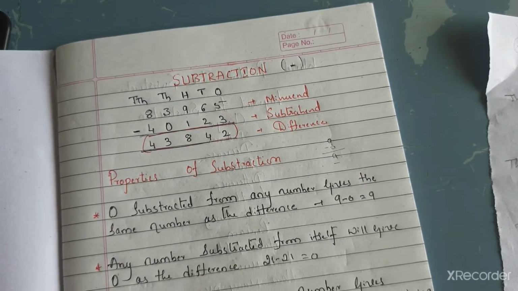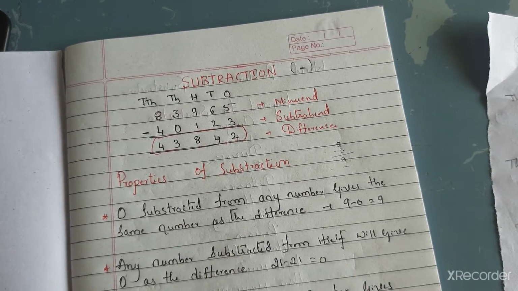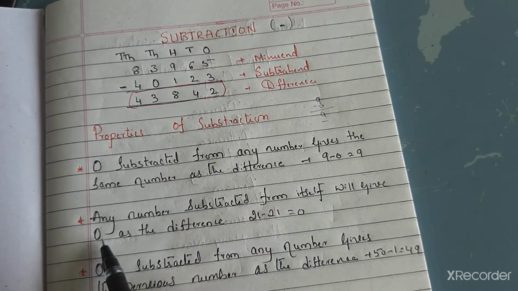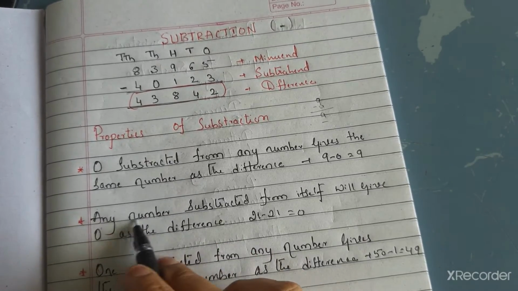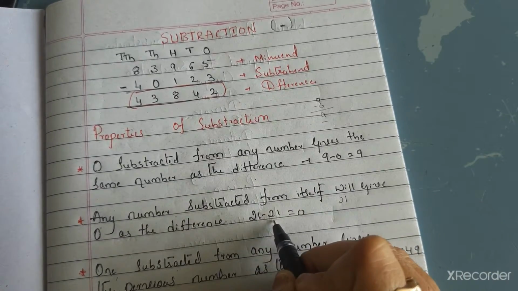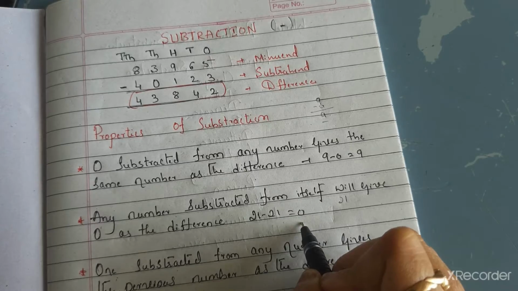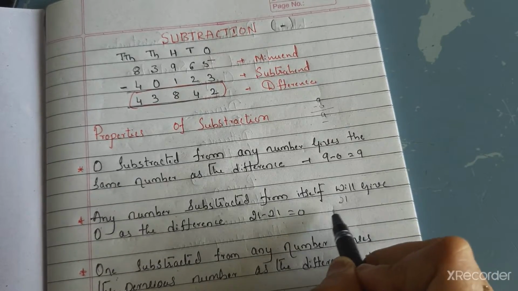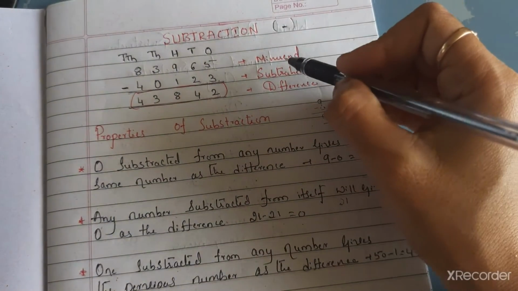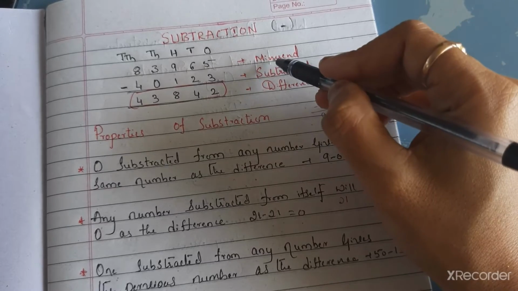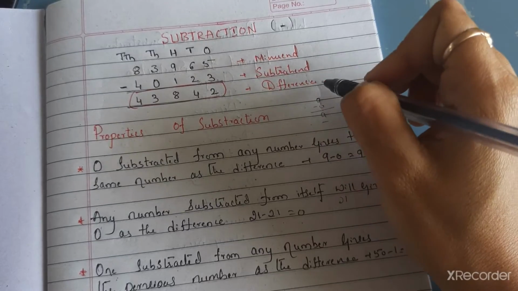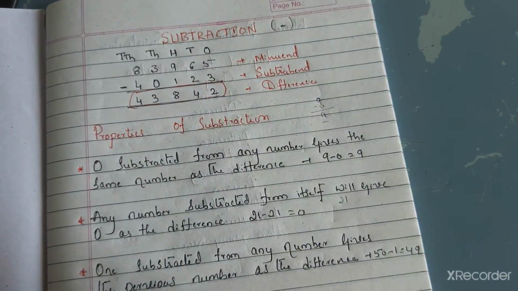Next property, any number subtracted from itself will give 0 as the difference. Any number subtracted from itself means if 21 is subtracted from 21, we get what here? 0. If 1 is subtracted from 1, we get 0. Subtracting the same number, we get 0. When the minuend and subtrahend are the same, the difference is 0. Okay, this is the second property.